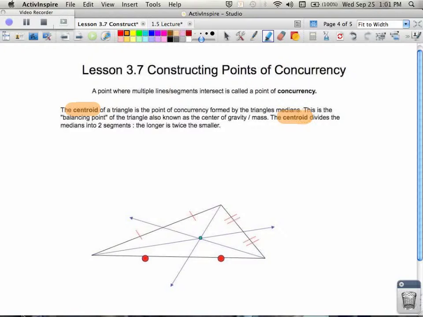So again, the big thing I want you to know about the centroid is that it's formed by figuring out and intersecting all 3 medians. A median is something that goes from a vertex, let's say the far left vertex, and hits the opposite side of the triangle such that you'll see that it's in the middle of that triangle side. Numerous ways to do that.